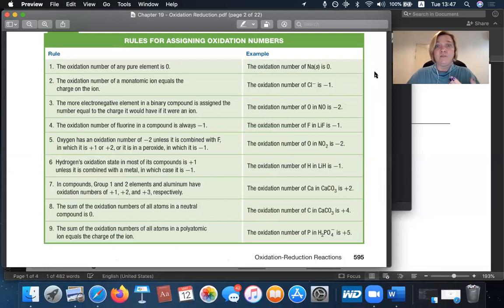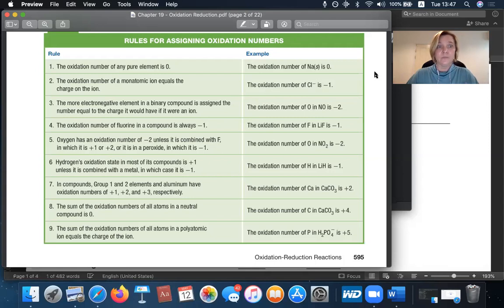Rule number one, if you have a pure element in a chemical reaction, the oxidation number is 0. For example, sodium metal, oxidation number is 0. Obviously, that will change if sodium metal becomes sodium chloride, then it will have a charge of plus 1. It is important, however, to understand that oxidation number does not equal charge. Oxidation number doesn't have a physical meaning.